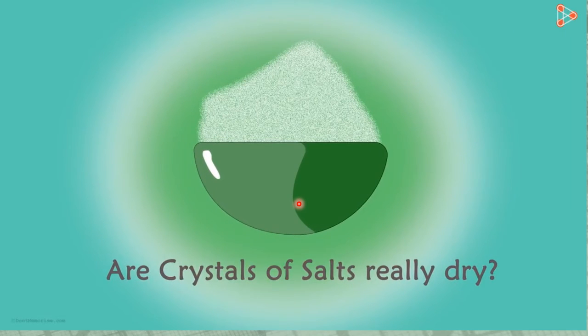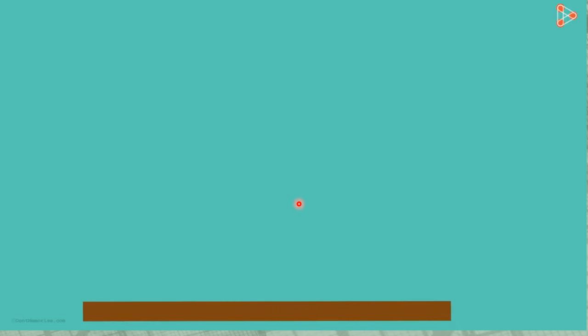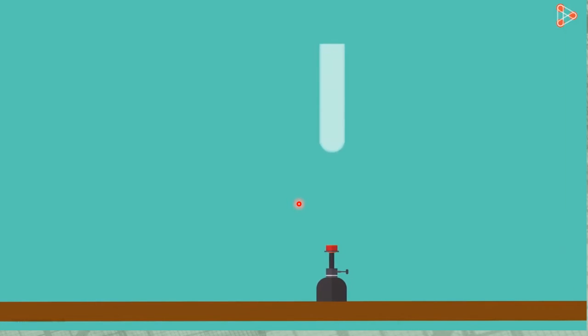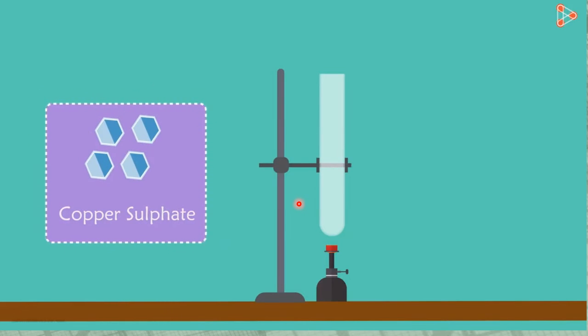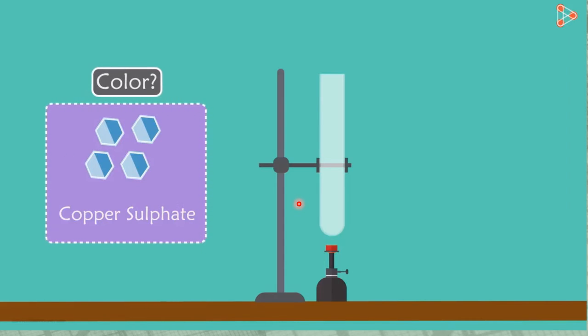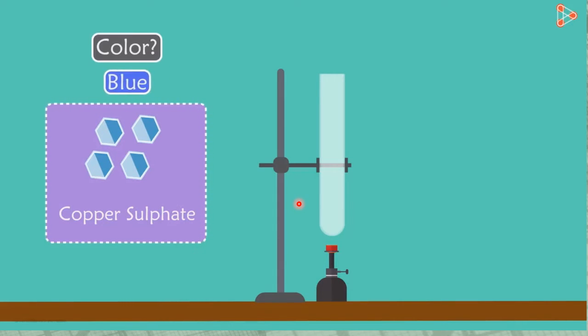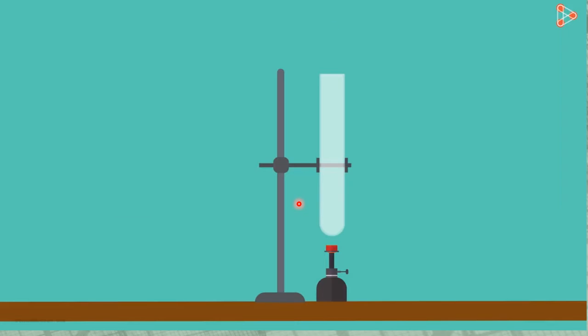To know if the crystals of salts are really dry, let's perform a quick experiment. All we would need for this experiment is a burner, a test tube and a test tube holder. We would also need a few crystals of copper sulfate. Before we begin our experiment, could you tell me the color of the crystals? Yes, it's blue. The crystals look dry, don't they? But are they really dry? Let's find out. Now let's add these crystals in this dry test tube and heat it.